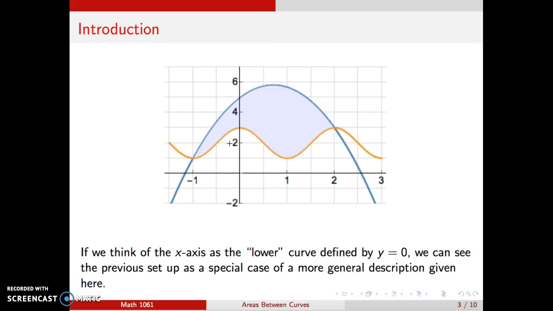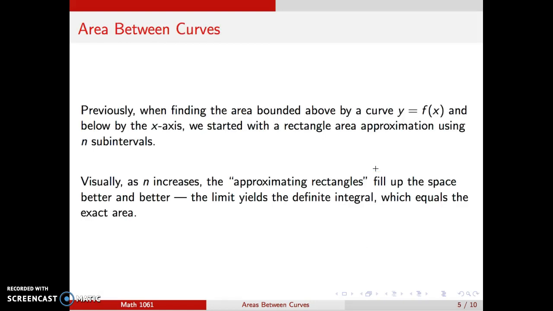And what I've got here at the note at the bottom, if we think of the x-axis as the lower curve defined by certainly reasonable function f of x equals 0, or so like just y equals 0, then our previous case actually falls under the same guideline. So if I had this function here, whose graph is the x-axis, the region would be bounded by two curves. Right? So what we've done before is actually a specific case of this more general description, more general principle.